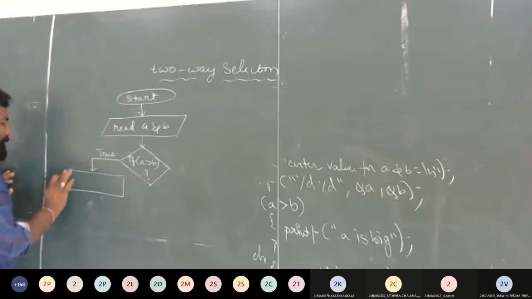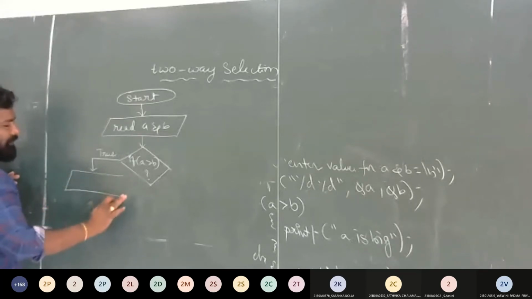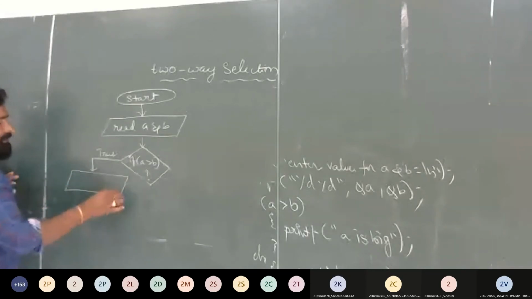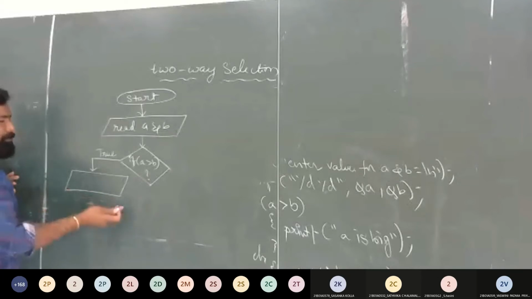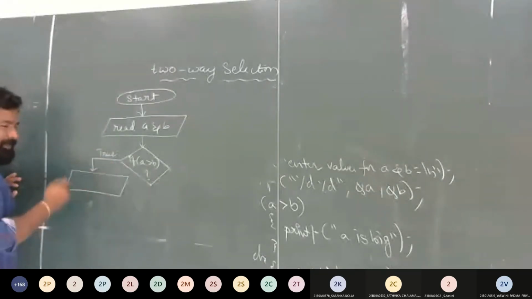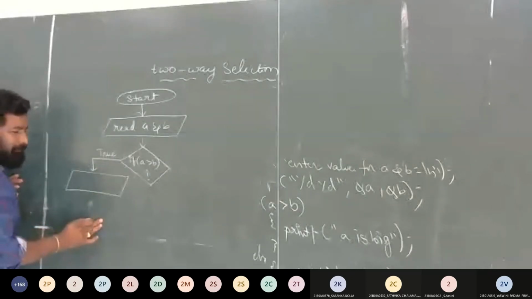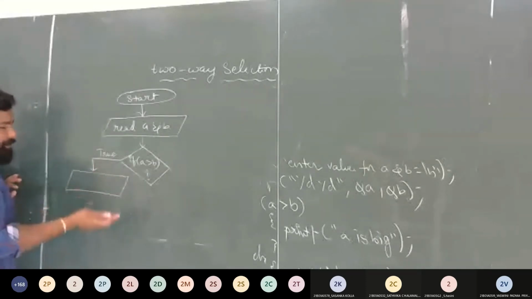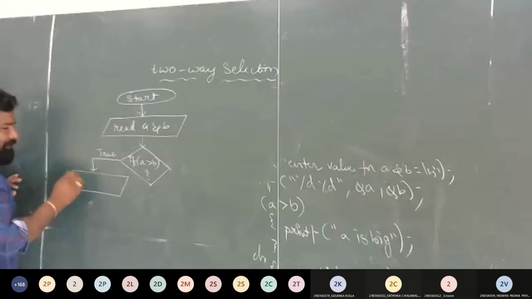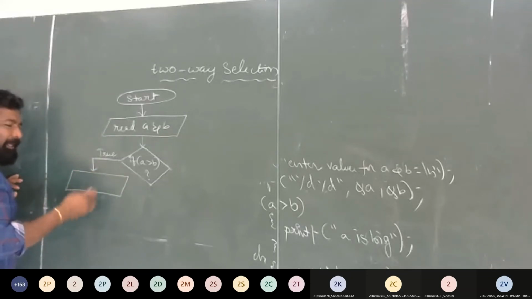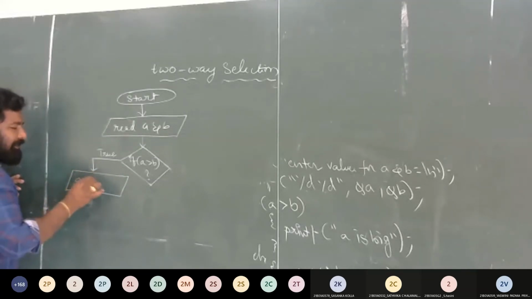Then we are just printing this statement. Since it is printing, I again draw a parallelogram. If there are calculations, draw a square or rectangle, right? This is just printing, an output statement, so I am representing it with this parallelogram. Okay, so say that A is big.